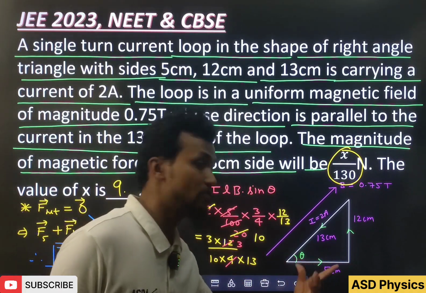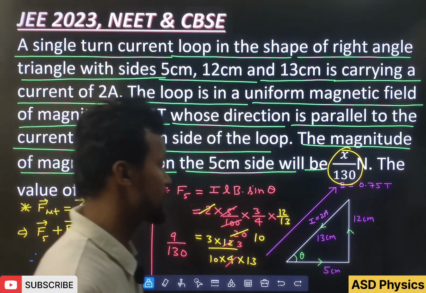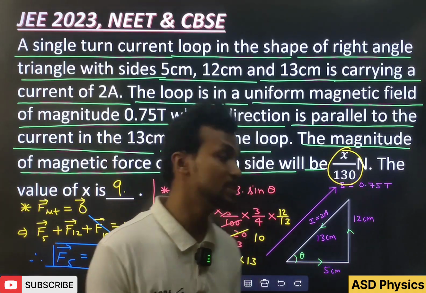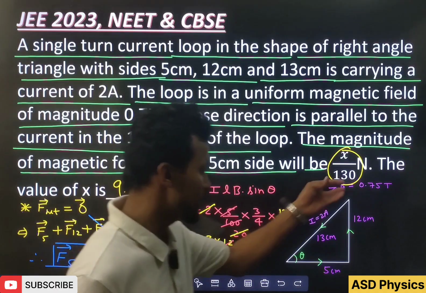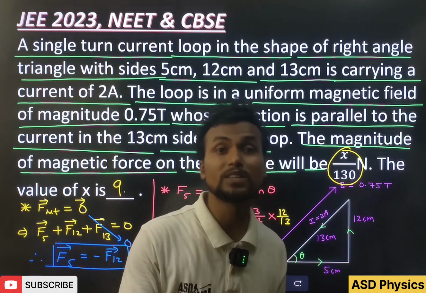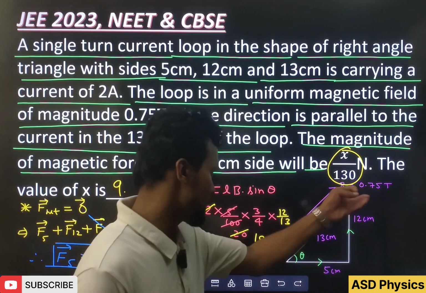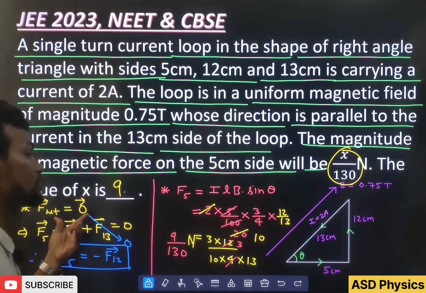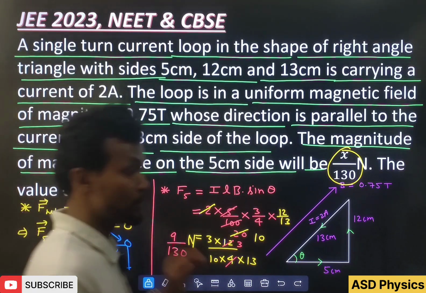Whatever force is acting on the 5 centimeter segment, an opposite direction force will act on the 12 centimeter segment, and the magnitude will be the same. So the 5 centimeter segment is experiencing how much force? 9 by 130 Newton. Similarly, the 12 centimeter segment will also experience 9 by 130 Newton, but in the opposite direction. And this segment will experience 0. So the net force on the total loop will be 0. Okay, great. Full basics I am telling you.